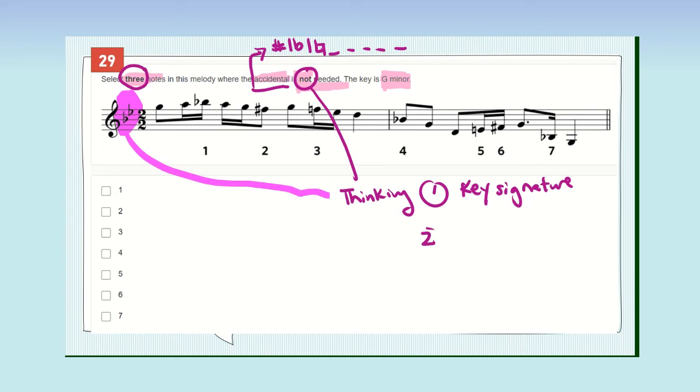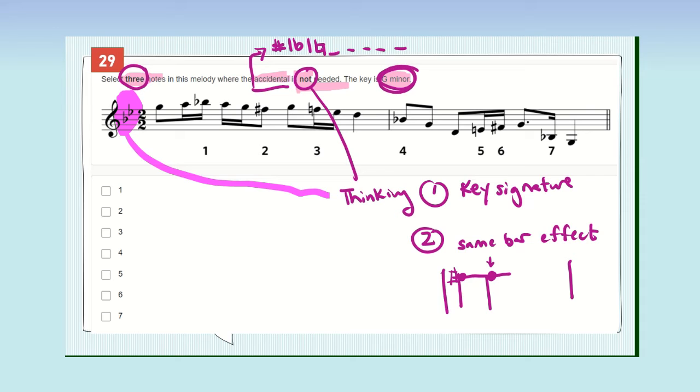Number 2, not needed means remember the same bar effect. When in the same bar, the first same note has a sharp already. The second same note, you do not have to purposely draw the sharp, or the natural or the flat. Okay, so that is the same bar effect. And do take note, this is G minor. The key is also very important because it will affect your key signature.